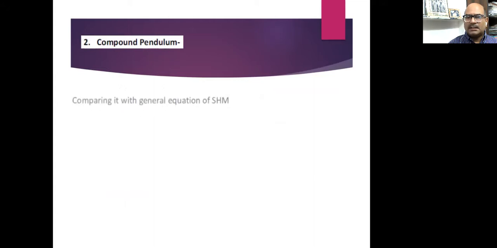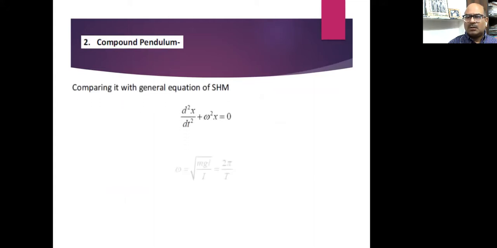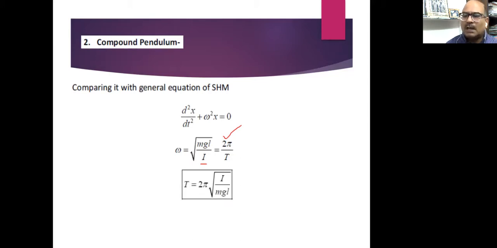So in that case, we can find that omega square is mgl by I, equal to 2 pi by T squared, so the time period will be 2 pi under root I by mgl. So this is the time period of the compound pendulum. If we know the moment of inertia and other physical quantities of mass, and the distance of the center of mass from the axis, then we can easily find out the time period.